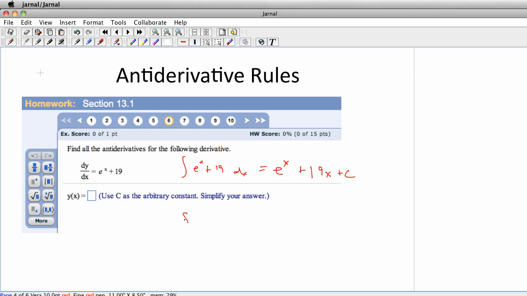And if you're not sure, then by all means check. In fact, on the exam you will always have to check for me. The derivative of e to the x is e to the x. The derivative of 19x is 19. And the derivative of c, since that just stands for a number, is just 0. So the derivative of e to the x plus 19x plus a constant is just e to the x plus 19, which is what we wanted it to be. So my answer here would be this expression.